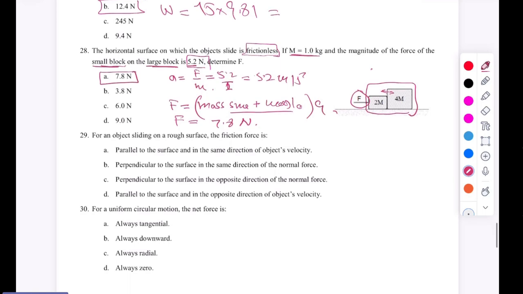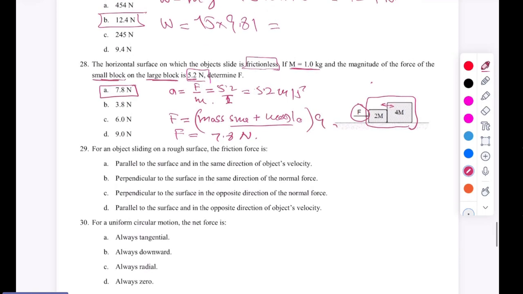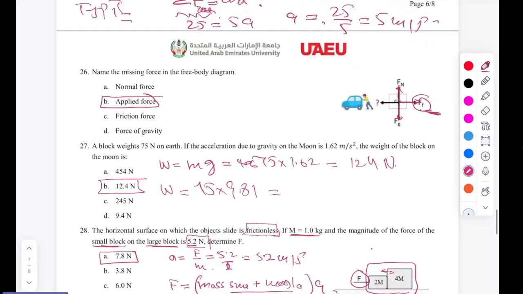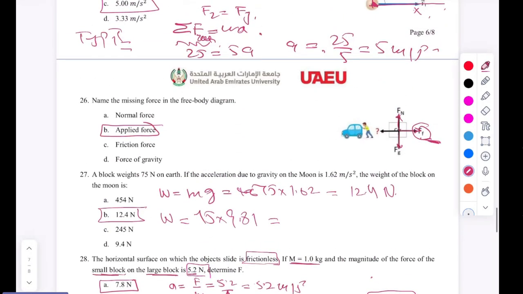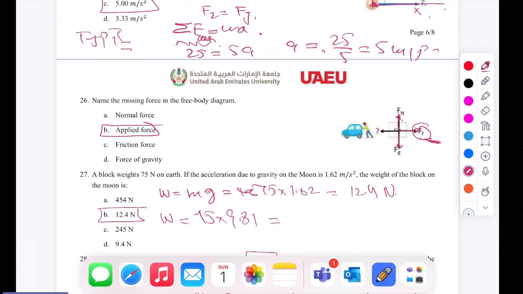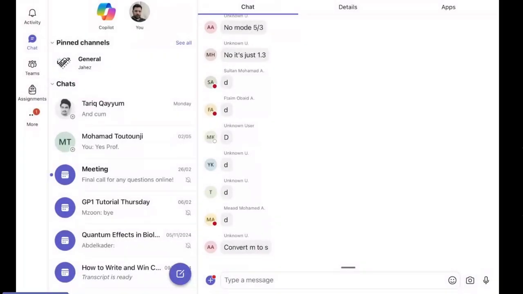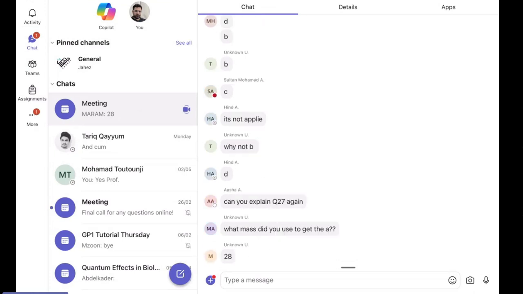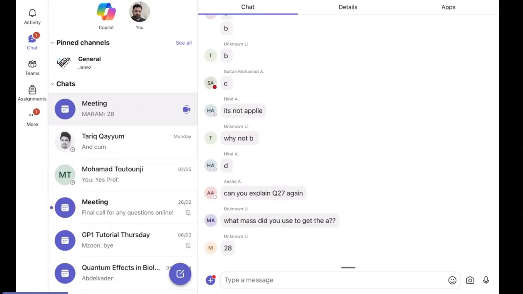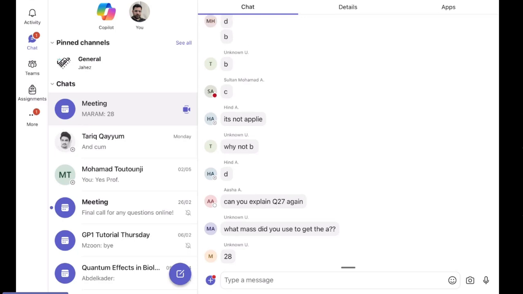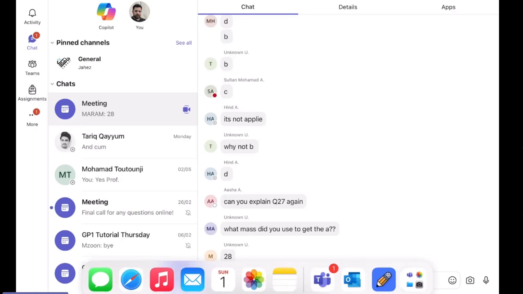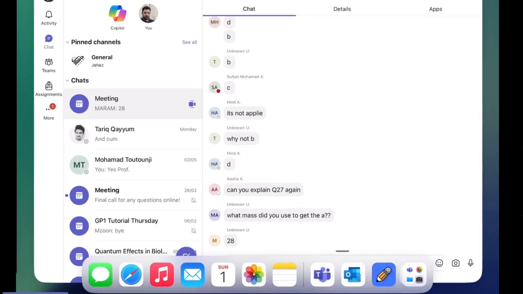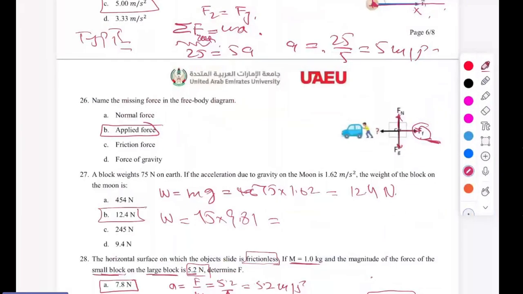Doctor, some people have a question about question 27. 27 what? What question? Is it in the chat? Okay. Yes. What mass did you get to A? Question 27. Okay, so question 27 is this.